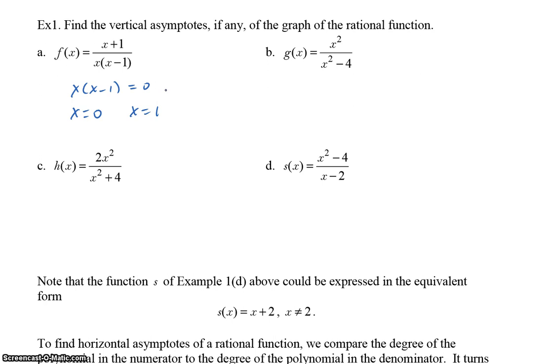values of x. Now x equals 0 could also be identified as the equation of the y-axis. So we could say the y-axis is a vertical asymptote, and the line x equals 1 is a vertical asymptote.